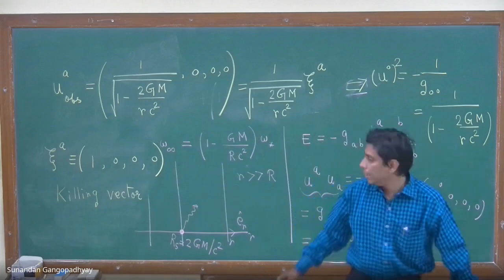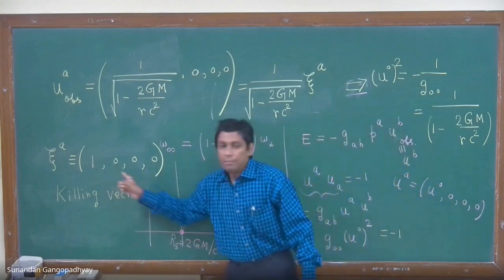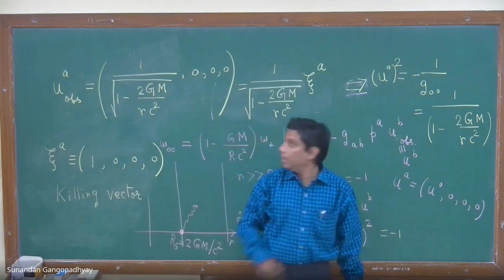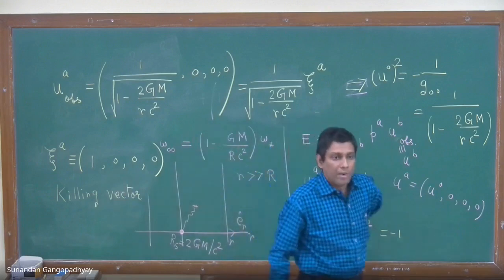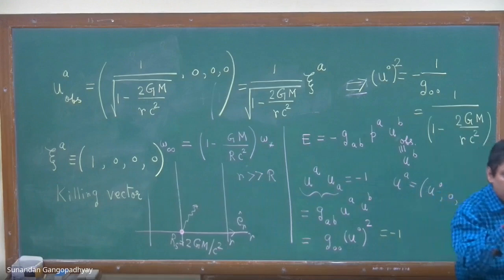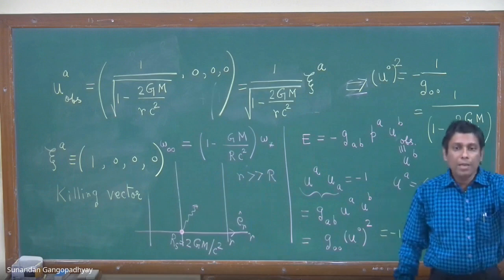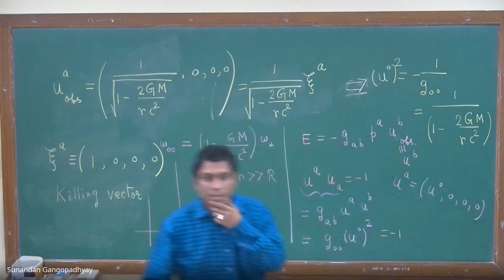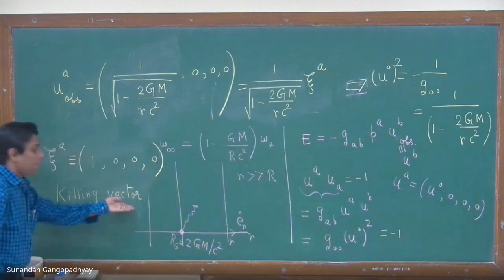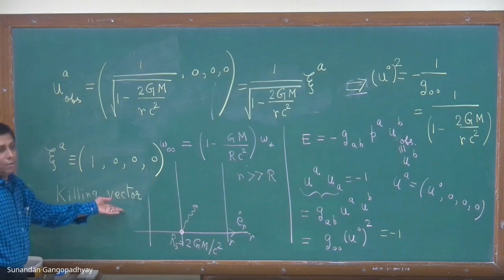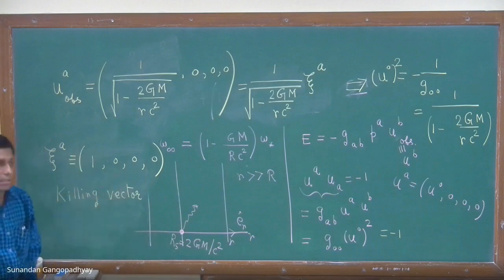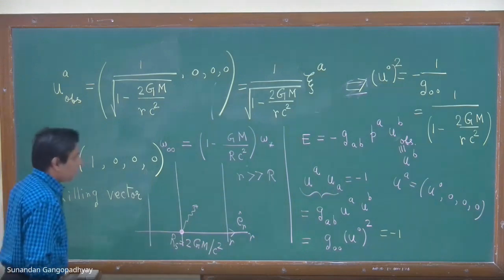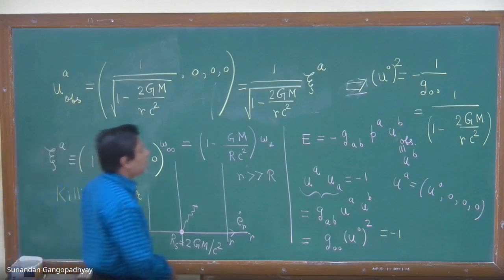What is that symmetry? That is, this is a timelike vector. So if you move along the timelike direction and you note the form of the metric, you will see that the metric components g00, g_rr, they do not change along the timelike direction. So along the timelike direction, the metric does not change. So there is a time translational symmetry. And these killing vectors basically give you the symmetry vectors, or tell you about the symmetry directions. Okay, so u^A observer is this. And now we are ready to calculate what E is.